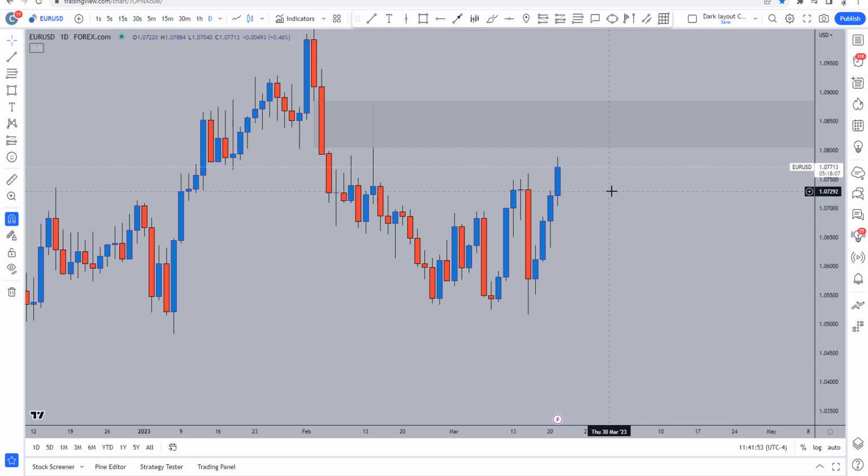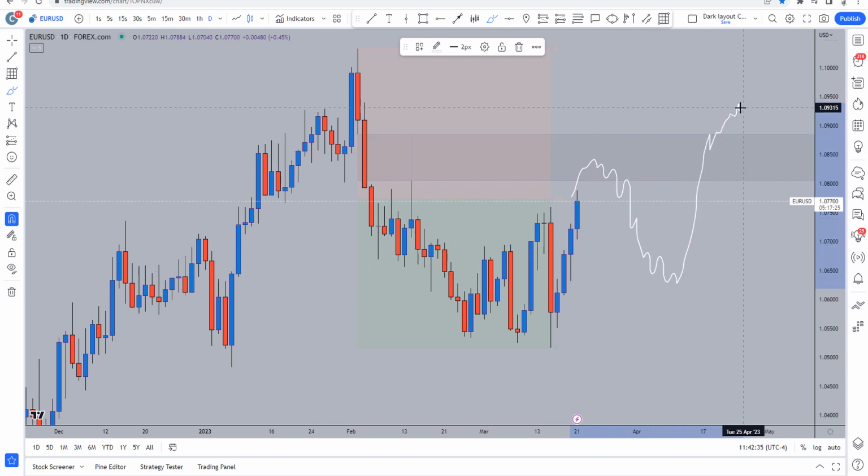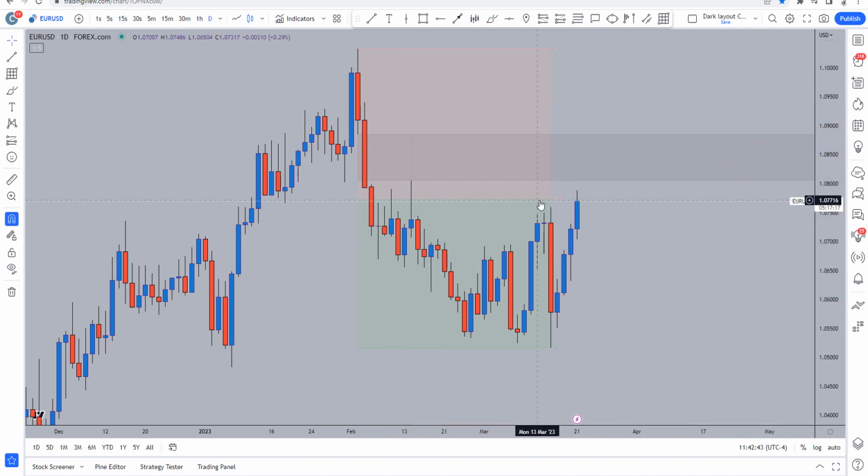What I also talked about, as a quick recap in the previous video, is external and internal structure. So from this point right here until this point right here, I will have a first reaction from this fair value gap, and then I'm expecting a second reaction out of this order block right here, and we will see when price makes it back there. So still my bias is bullish.